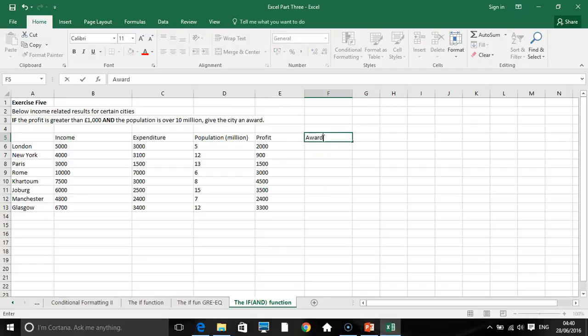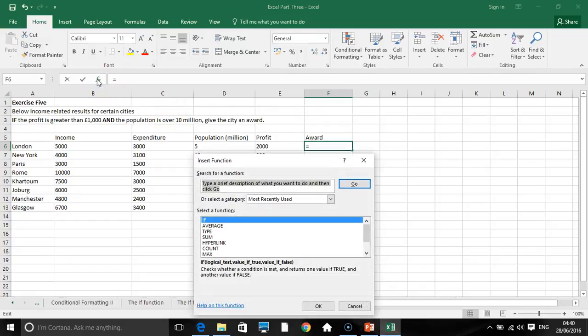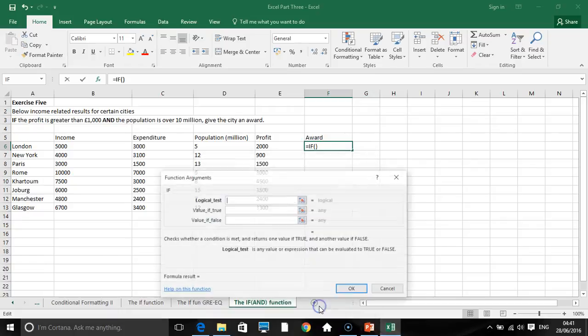Let's write this award. Again, we go to the fx button, and the function we're really interested in here is the if and function. But we work within the if function. So again, we go to the if function and we click on go. We're looking for if. So find the if function, get your if box up, click OK.